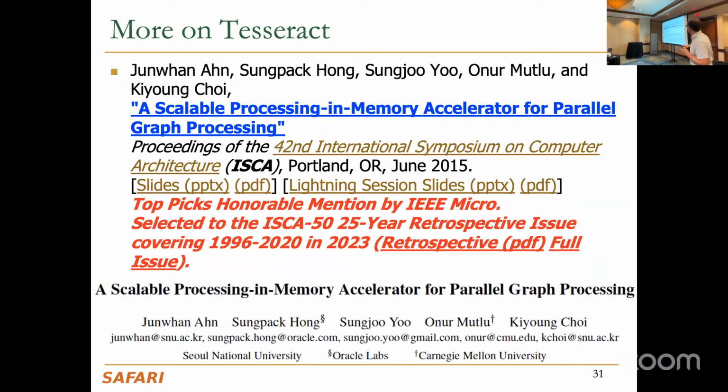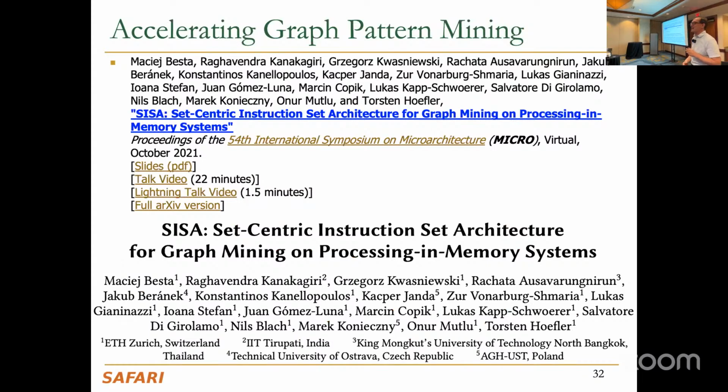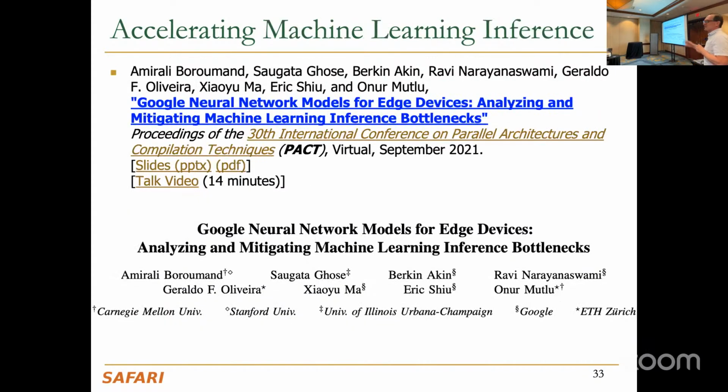And you can check it out. And you can check out later papers that we did building on this one, which looks at formulating graph processing, graph mining specifically, as sets, and doing an ISA that is expressive in terms of set operations, so that you can nicely accelerate things using near memory processing and processing in memory. I'm going through this relatively quickly, but stop me if you have any questions. I think Geraldo is going to cover some of these in a little bit more detail.